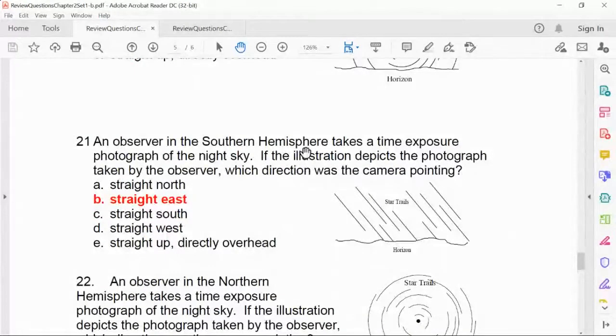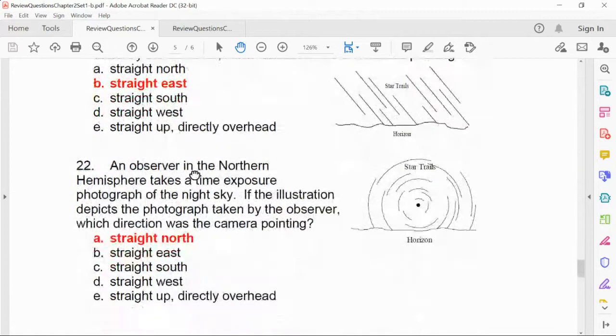Now, if you are in the southern hemisphere and you see stars falling, that means the camera is pointing east. And if you are in the northern hemisphere and you see the counterclockwise motion of the constellations, that means the camera is pointing where? Is pointing north.